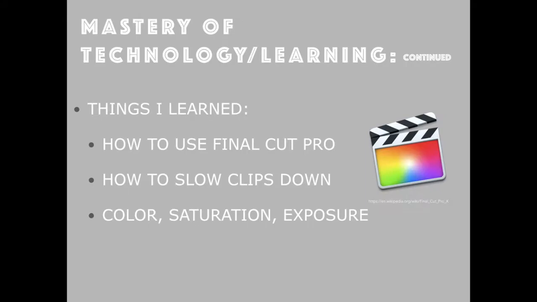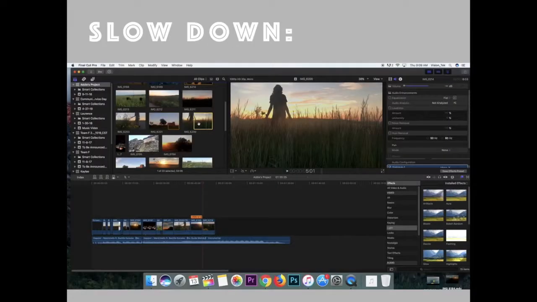So some more things I learned were how to use Final Cut Pro, and I've never used Final Cut Pro before, so this is a whole new experience for me on the software, and I had to learn about all new features and everything. One of the features was how to slow down clips, and this really helped because in my head I was planning some of the clips to be slowed down because I thought it would look better, and once I finally did slow them down, it made the video completely different, and I really liked how the slow clips turned out.